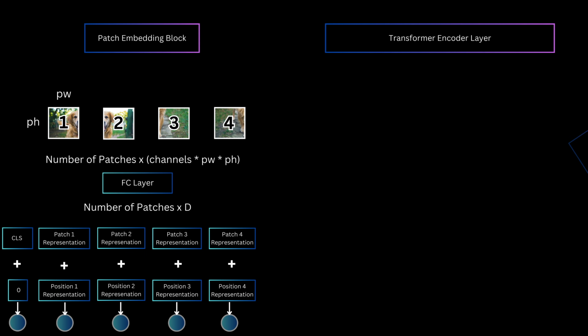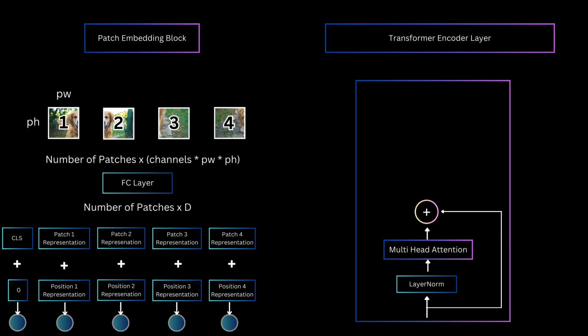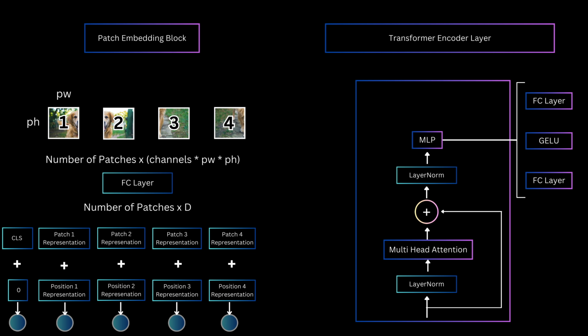Now on to the transformer layers. For the transformer layers in ViT, we have a layer norm, followed by self-attention with a residual connection, and then another layer norm, followed by an MLP, which is 2 linear layers with activation, and then again a residual connection. Then these transformer layers are stacked one after another to give us our ViT model.